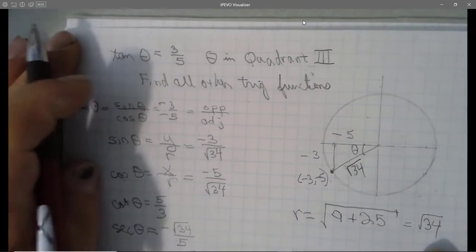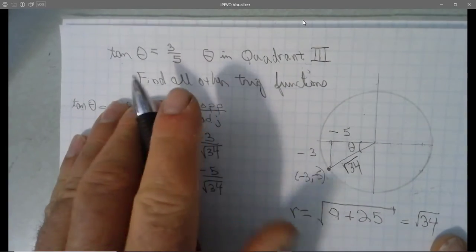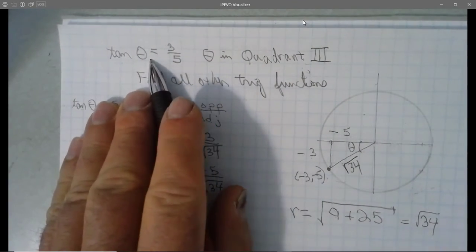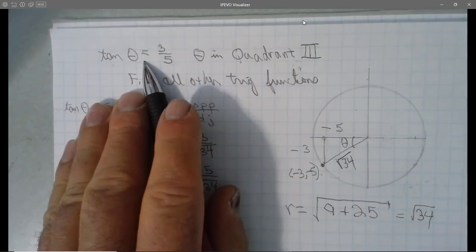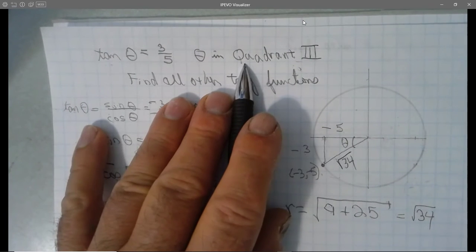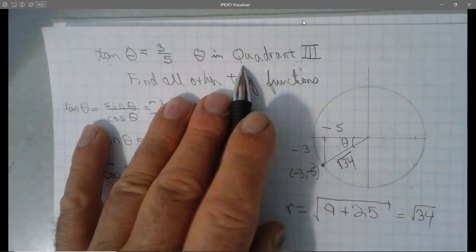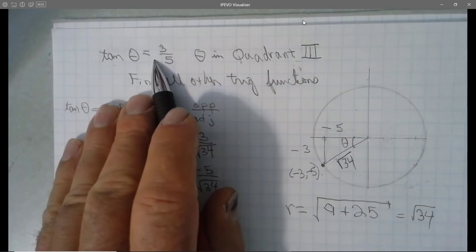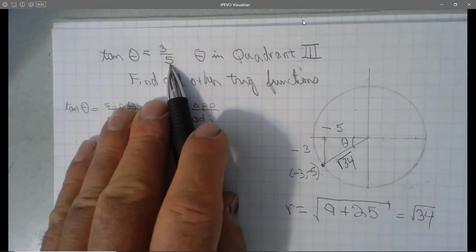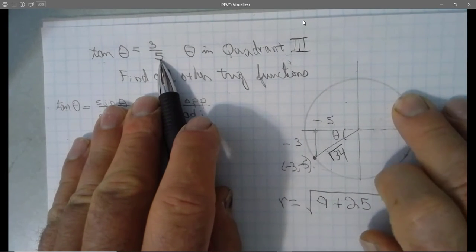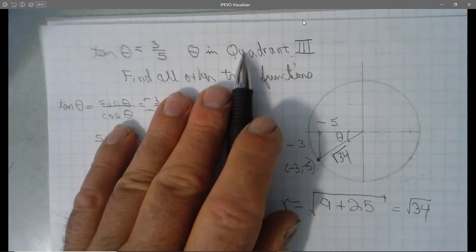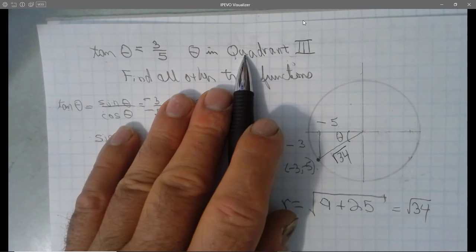Okay, we have a new kind of problem here, and that is that we're given the value of one of the trig functions. In this case, the tangent is 3/5, and we're also told the quadrant is quadrant 3. Now, understand we need to have this information because the tangent of positive 3/5 could be achieved in either the first quadrant or in the third, so we're told that it's in the third quadrant.